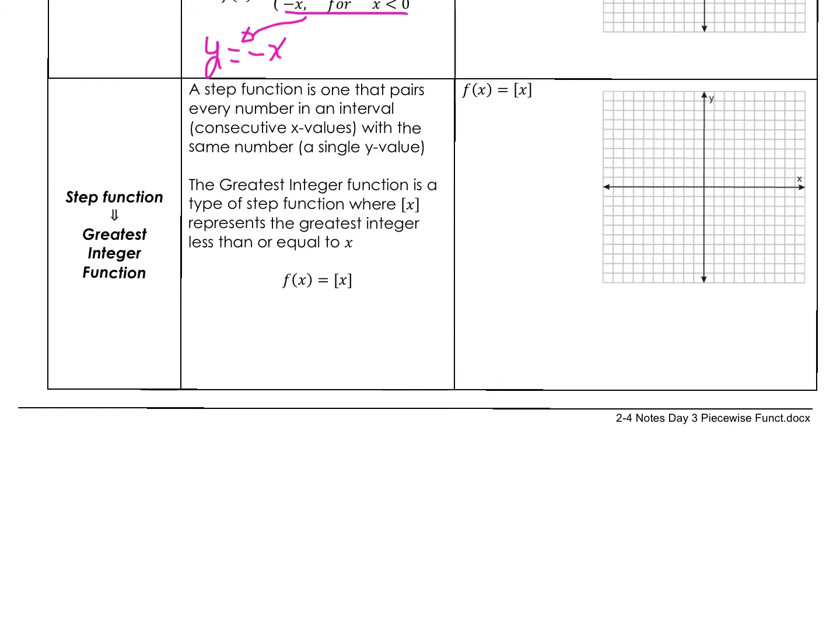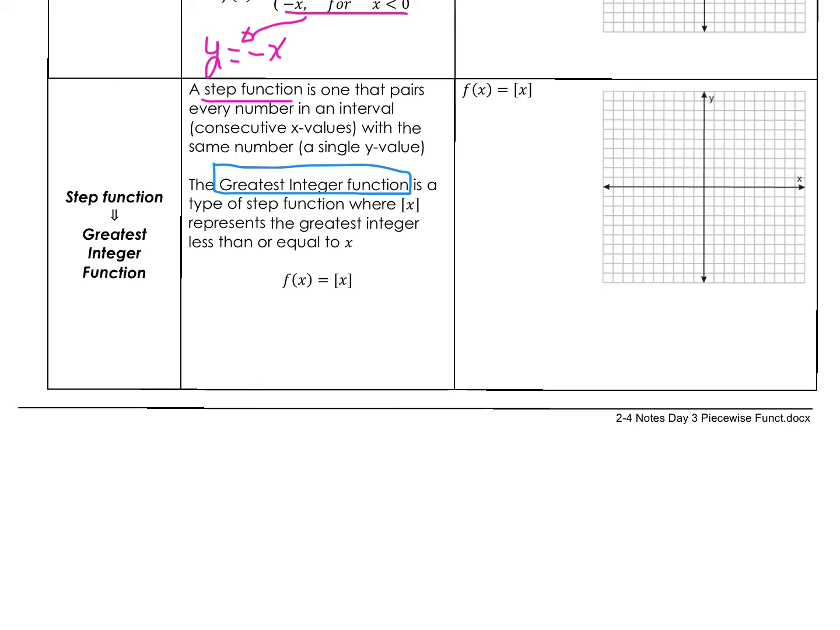Then one of the most popular, and I guess most famous, piecewise functions is called a step function. The graph itself is going to look like stair steps. It essentially pairs every number in an interval with the same y. So all the values of x from 0 to 1 are going to have the same y, and all the values of x from 1 to 2 are going to have the same y, and so forth. This is known as the greatest integer function.